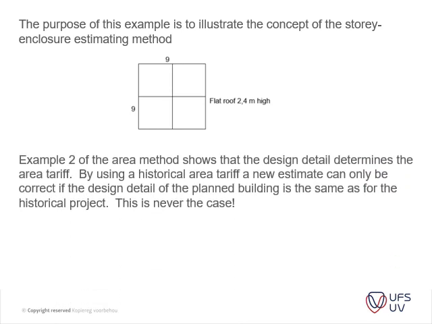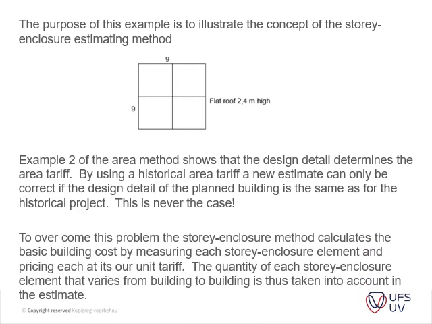Example 2 of the area method shows that the design detail determines the area tariff. Okay, so by using the historical area tariff, a new estimate can only be correct if the design detail of the planned work is the same as the historical project. Okay, this is never the case.